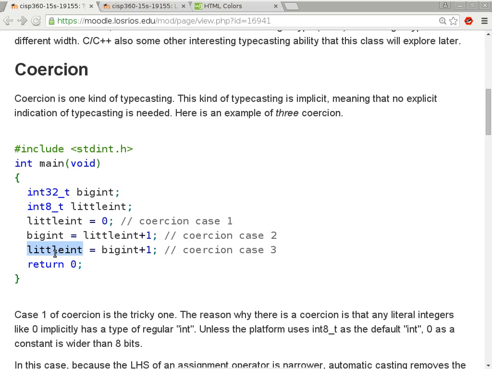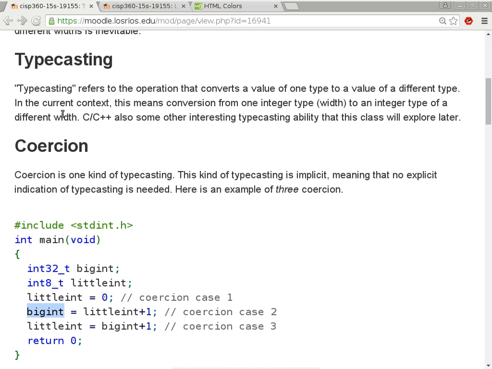So the question now is, what happens when we have on one side what looks like an 8-bit number, and on the other side we have a 32-bit number? How do we deal with something like that? That's the question. So we have coercion here. These are all about coercion, so coercion in C and C++.